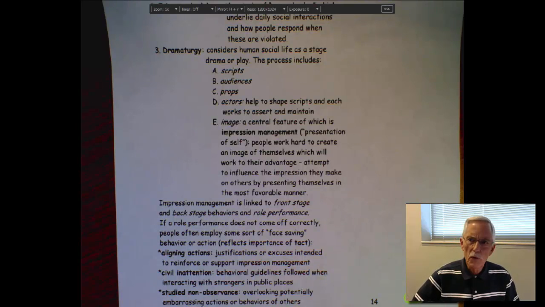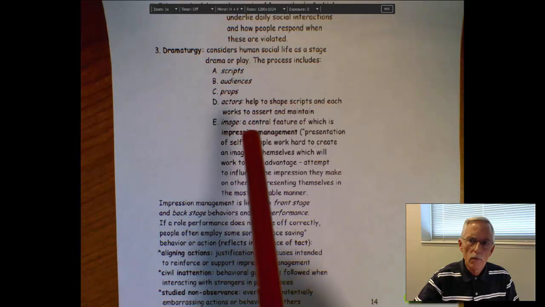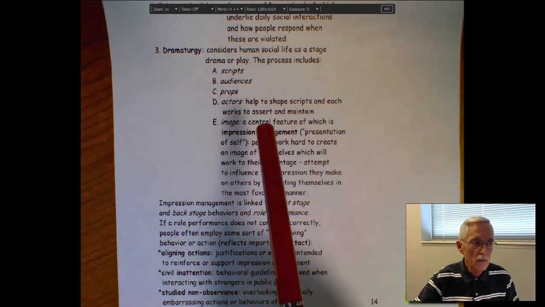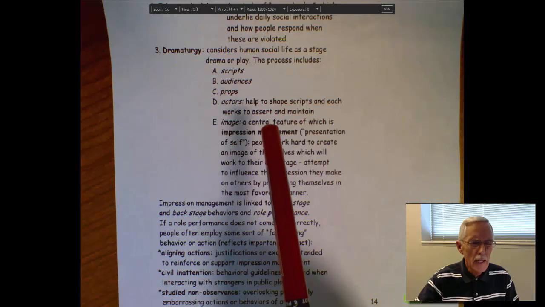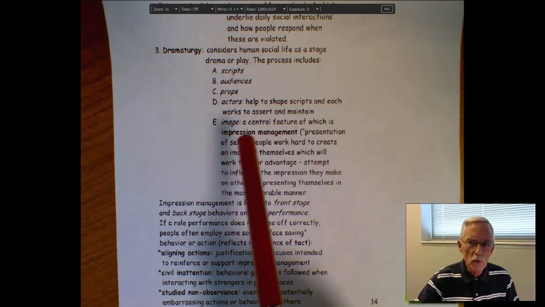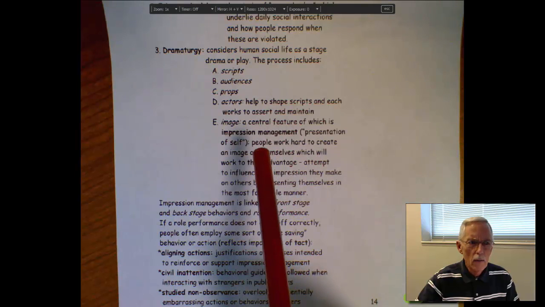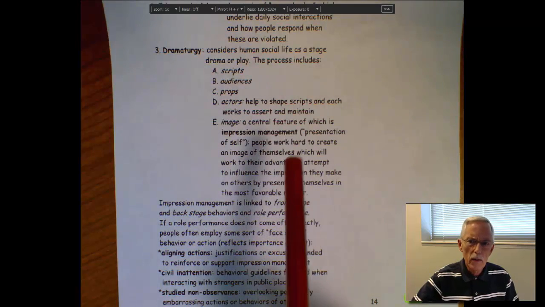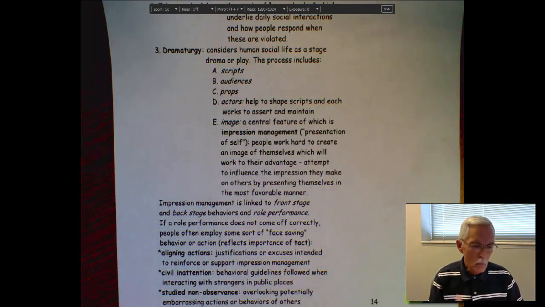So what's central to this is actors following the scripts. If the scripts don't exist, we again improvise, but there's always a stage manager to let us know if we go too far. Furthermore, another central feature is what he referred to as image, sometimes called presentation of self, but Goffman referred to it as impression management. Notice again what it implies or means. We really try to present ourselves so as to create or generate a favorable response. We want to create a particular impression on others.